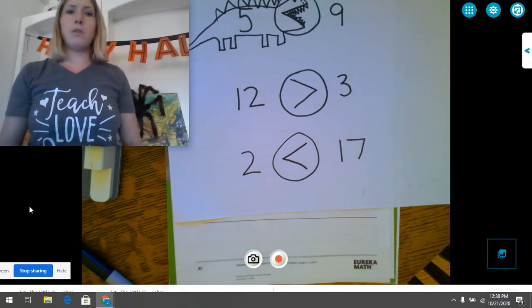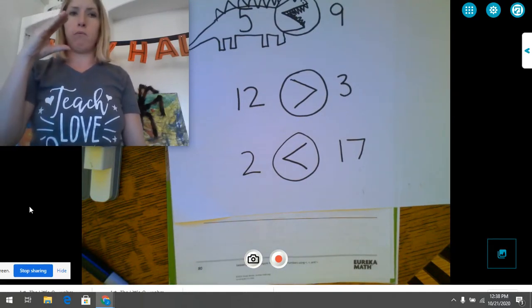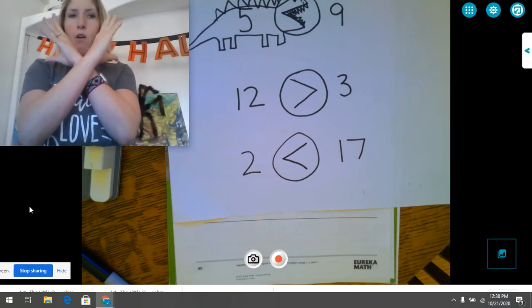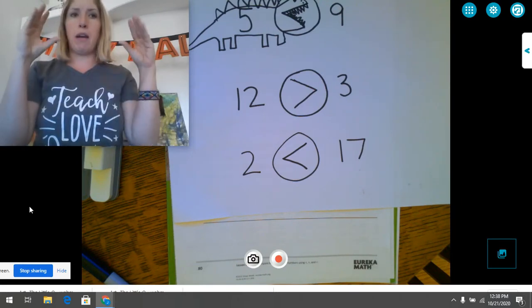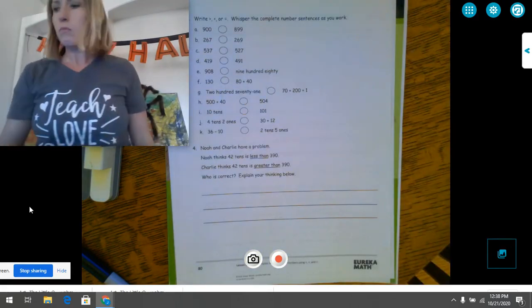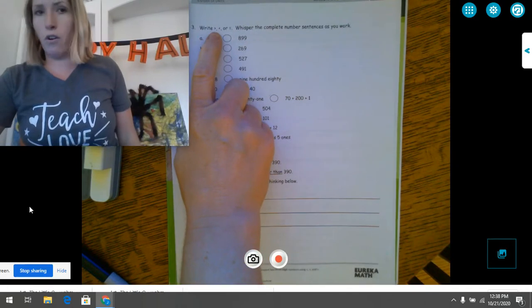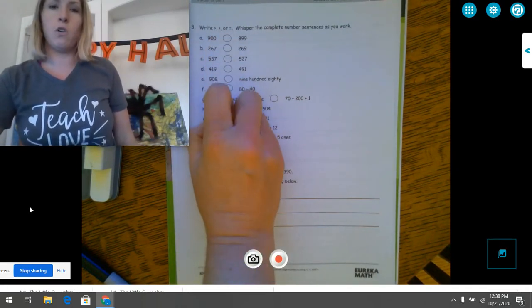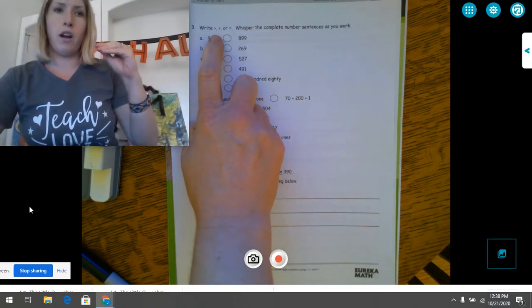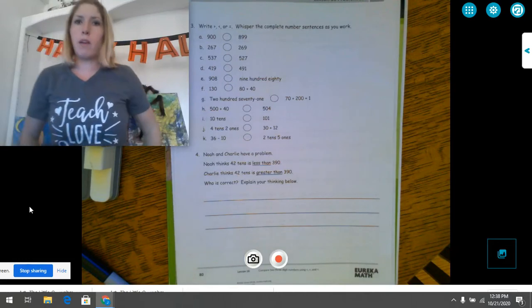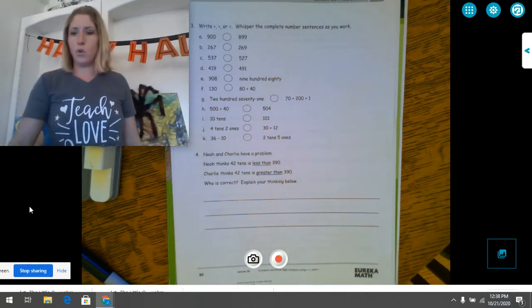Okay, so that's how those symbols work, greater than, less than. They face this way or they can face this way. And you have the mouth open to the bigger number. Okay, let's look at it on our problem set together. Write greater than, less than, or equal to. So in each of these circles, we have to either write greater than, less than, or equal to. Whisper the complete number sentences as you work.